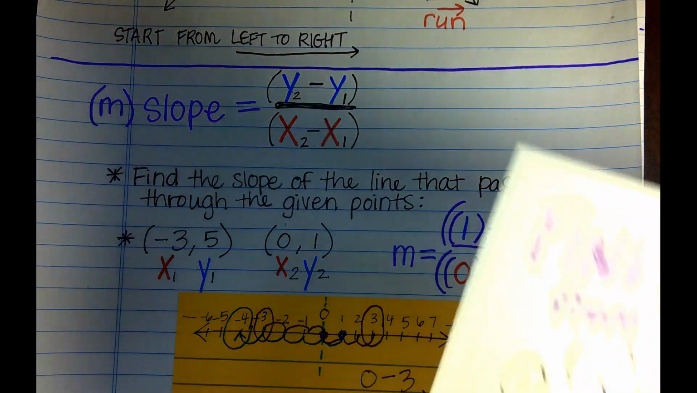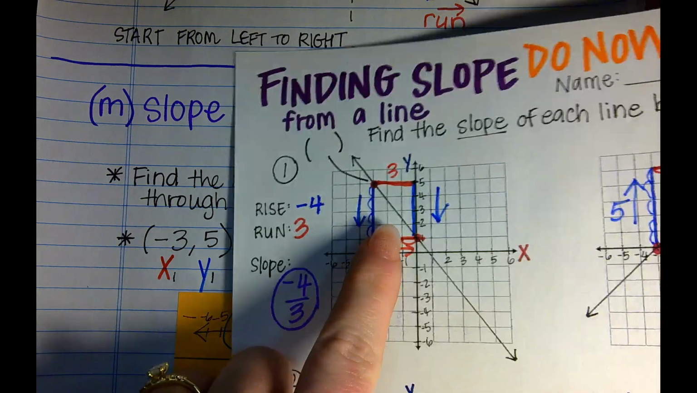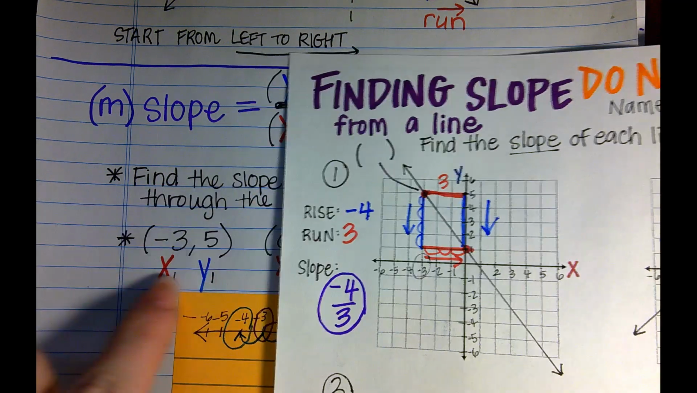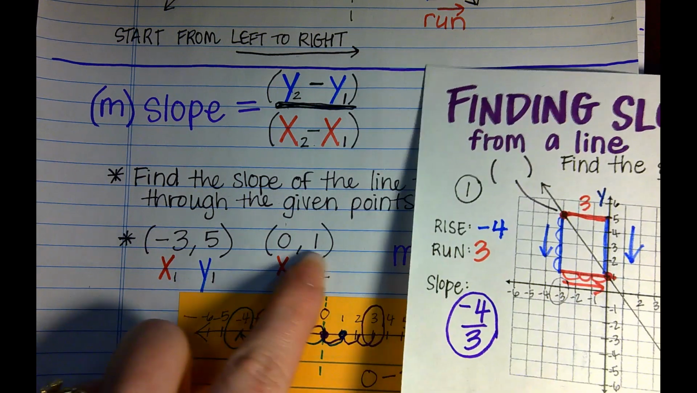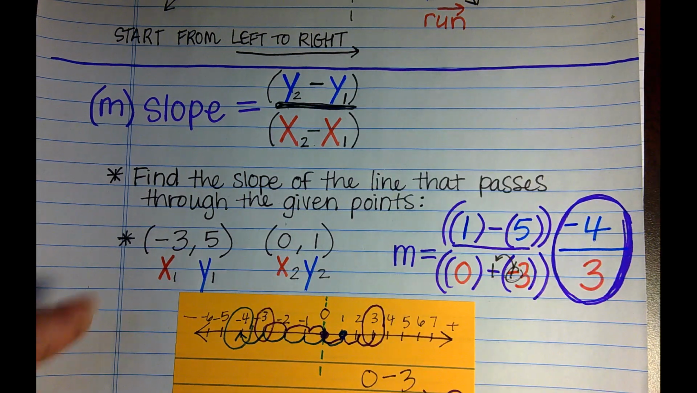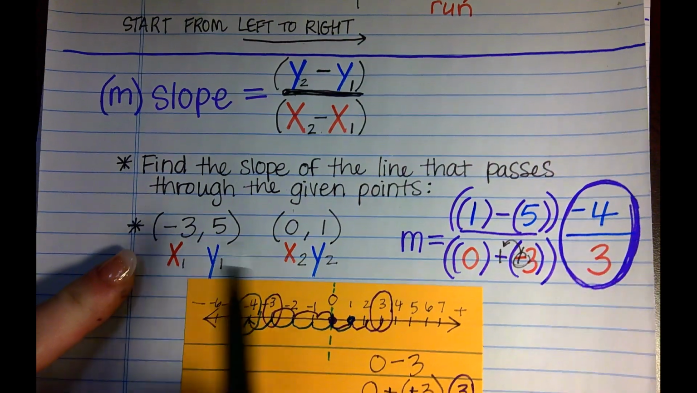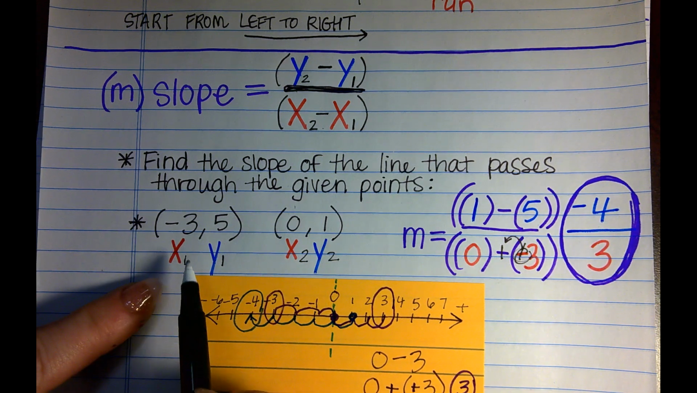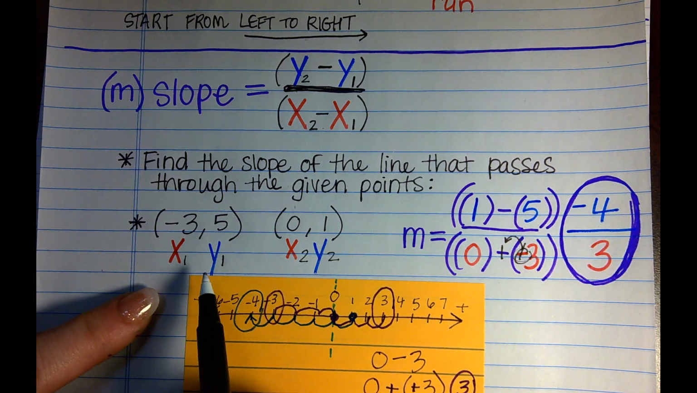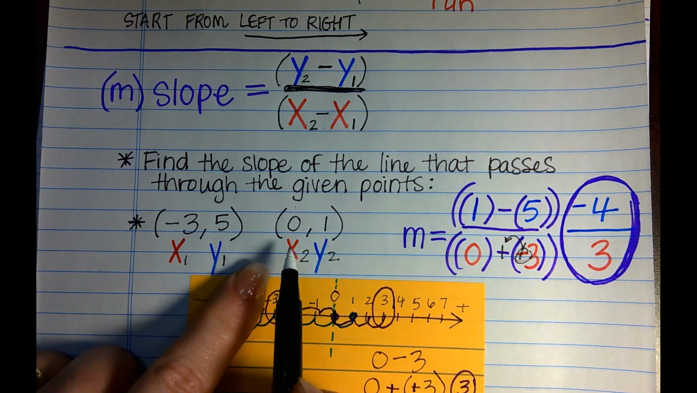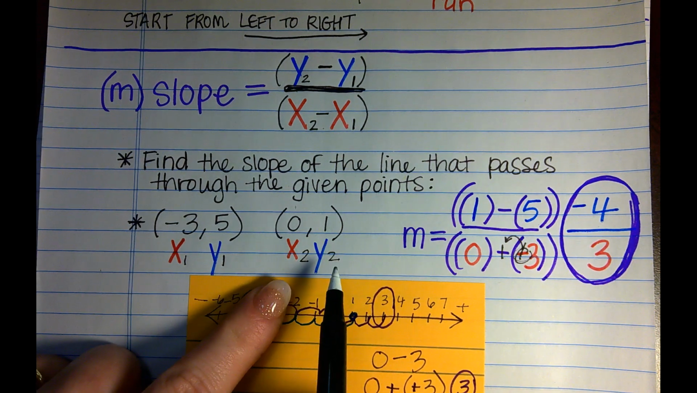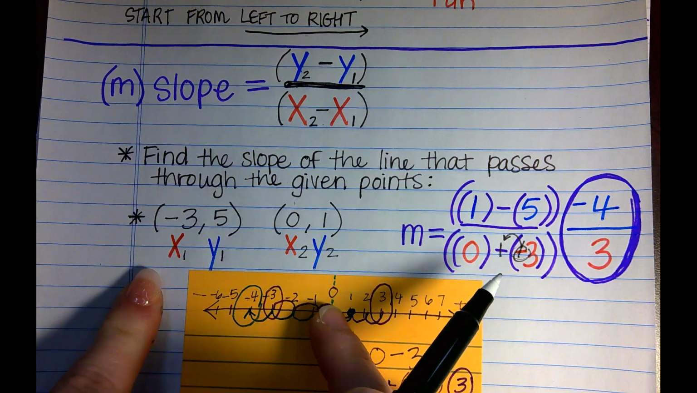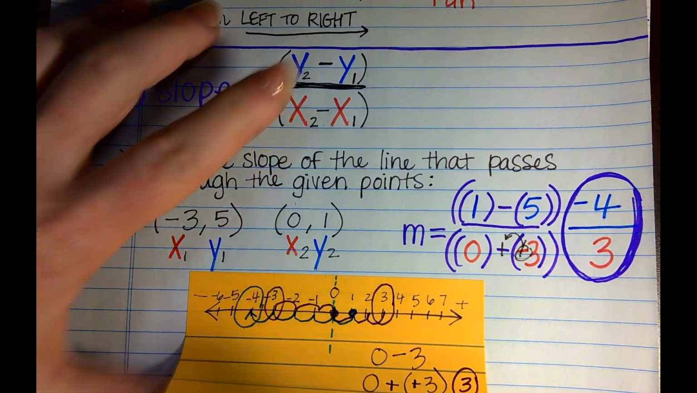So what we did is we just took the coordinates from number 1 on our do now. And I found that I had negative 3, 5 and 0, 1. And then we started by labeling our x and our y. I said that my first coordinate, this is x1, this is y1. My second coordinate is x2, and this is y2. It actually doesn't matter which order you put these in. And let me show you how that doesn't matter.